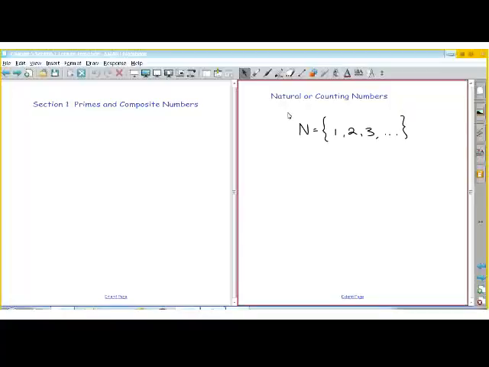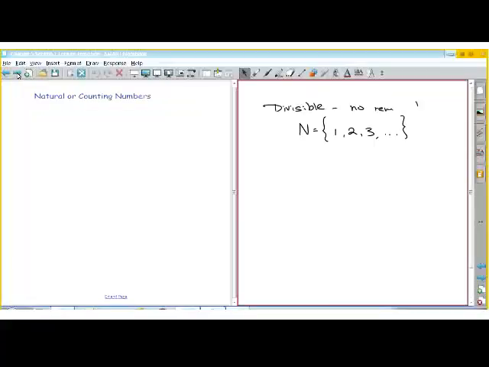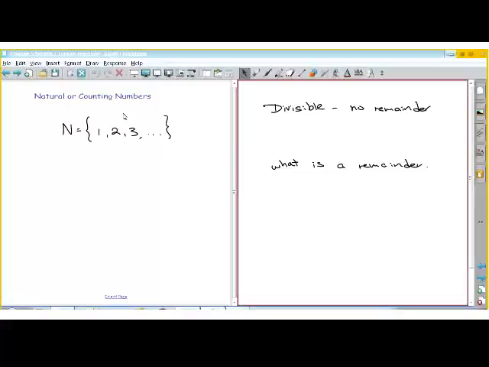So you've got natural or counting numbers. And natural or counting numbers are integers that are positive that you can count on your fingers. Okay, basically, what can I count as a digit? So no negatives. I can't have a negative finger, and you usually don't go 0, 1, 2, 3, 4. You just go 1, 2. You start at 1. So that's what natural or counting numbers are.